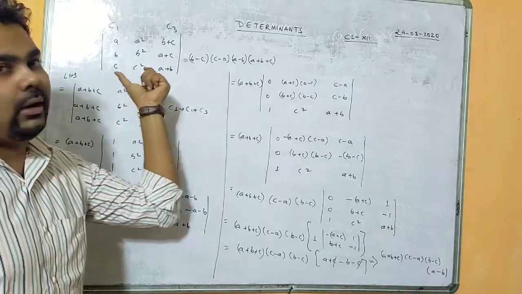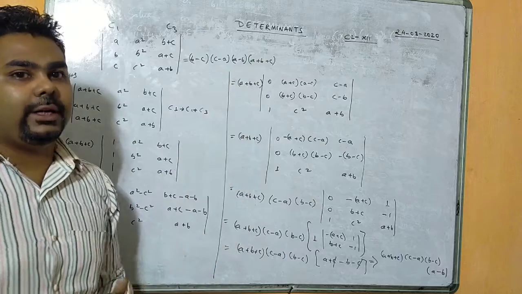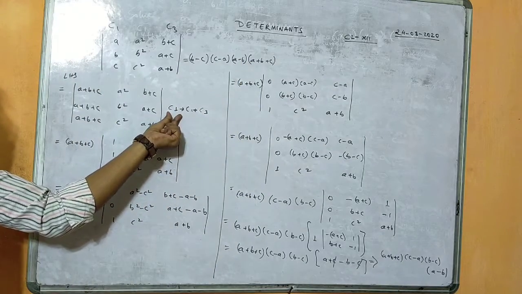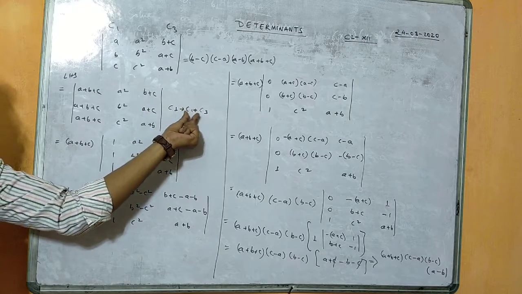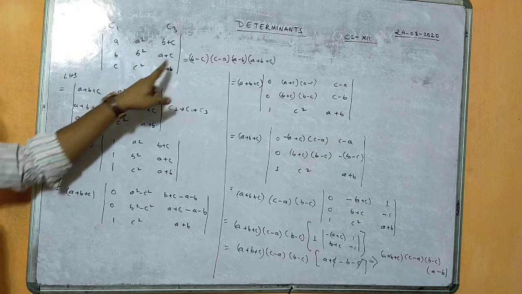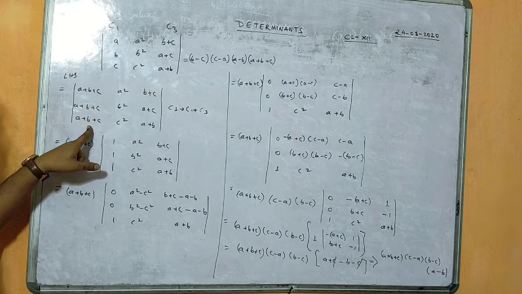So which rows or columns we add, so that we get one of the elements of the right hand side proof part. So a plus b plus c is there. So column 1 we are changing. What change are we making here? Column 1 plus column 3: a plus b plus c, b plus a plus c, c plus a plus b, all a plus b plus c, right?